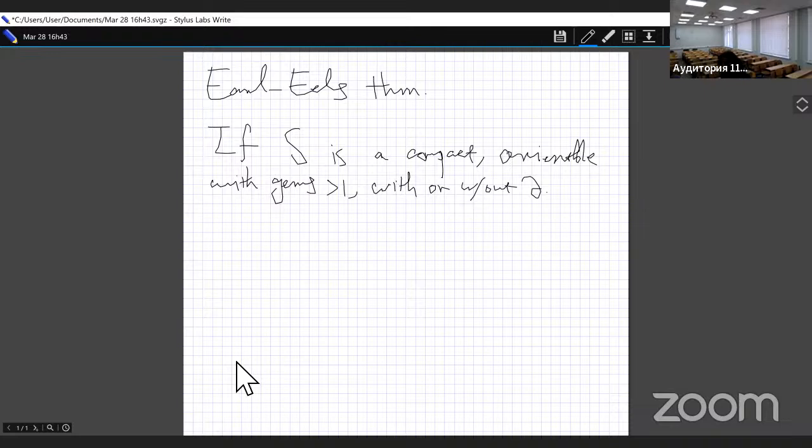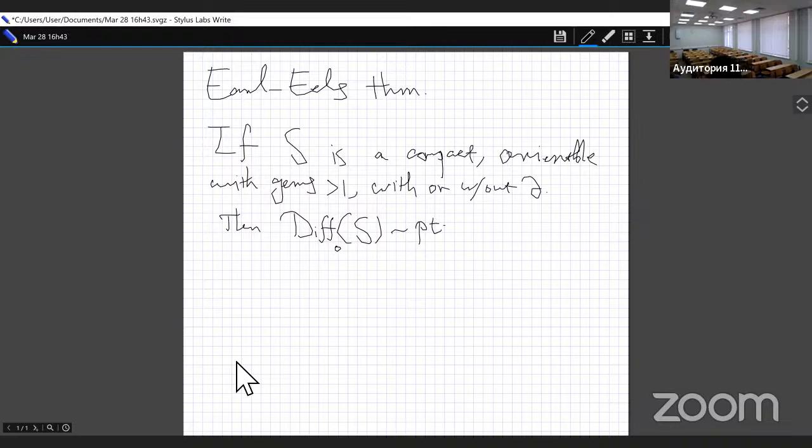Okay, so with these conditions, we have this. If S is compact, orientable, of genus with a boundary, then the identity component, and I put 0 here, and 0 here means the component of the identity, is contractible. That's the statement.